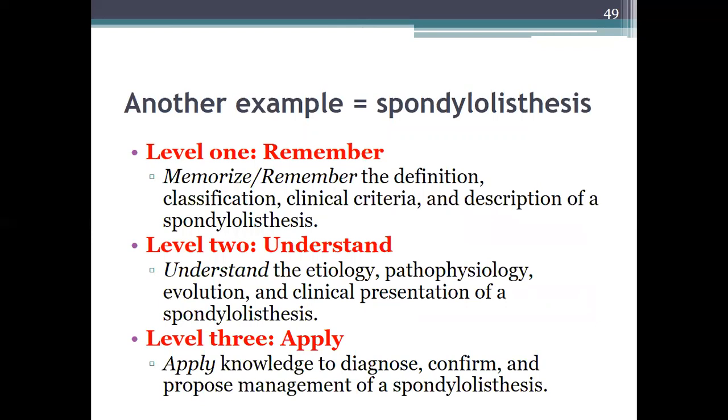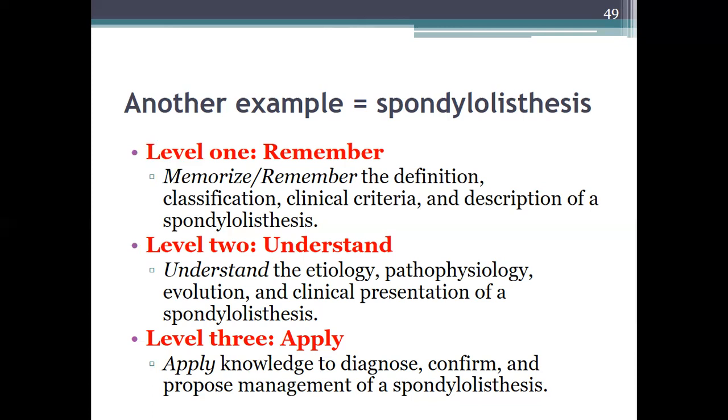So another example is spondylolisthesis, which simply means the slipping of one vertebra over another. Level one, memorize the definition, the classification, clinical criteria, and description of spondylolisthesis. What is grade 1, grade 2, grade 3, grade 4 spondylolisthesis? What are the classifications based on type 1, type 2, type 3, type 4, and type 5 spondylolisthesis?